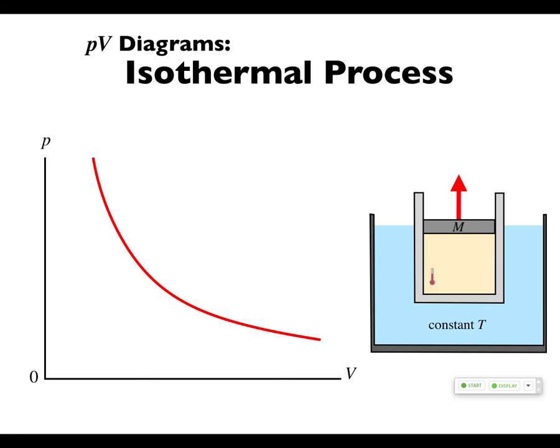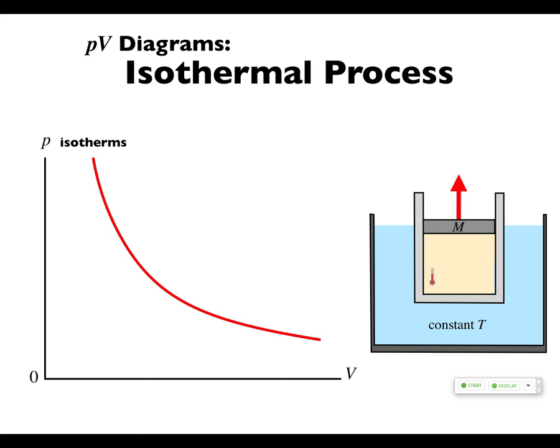Expansion just means smaller volume to bigger volume. Compression means bigger volume to smaller volume. So if you're going this way, that's an expansion. If you're going this way, that's a compression. So it just depends on the arrow. Now isotherms look like this.